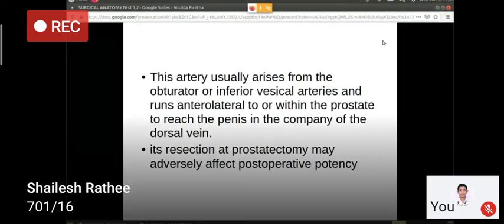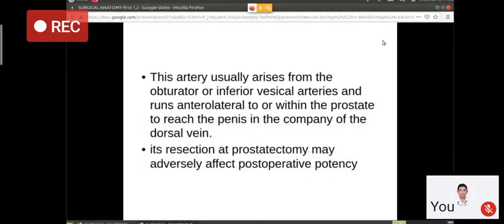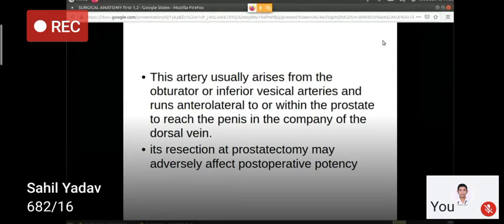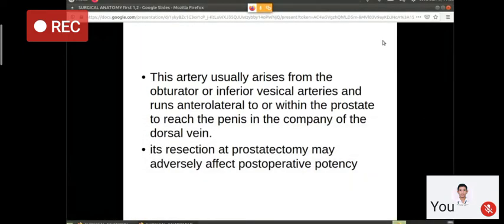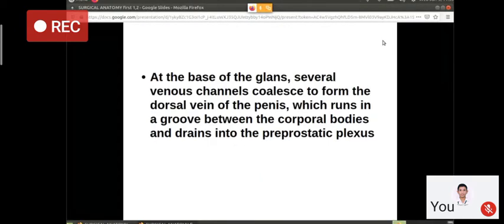These arteries usually arise from the obturator or inferior vesical arteries and run anterolaterally or within the prostate to reach the penis in the company of the dorsal vein. Its resection at prostatectomy may adversely affect postoperative potency.